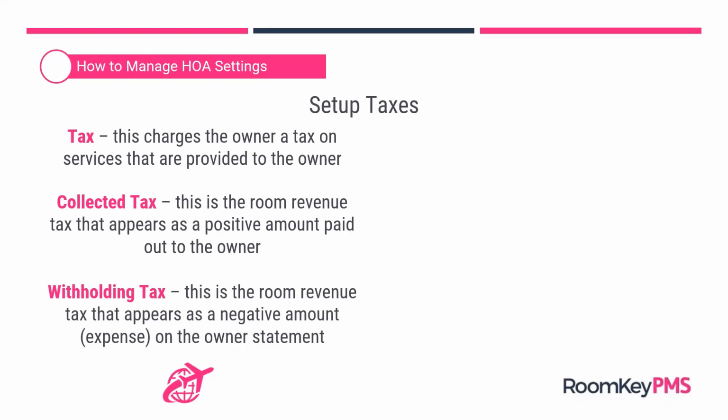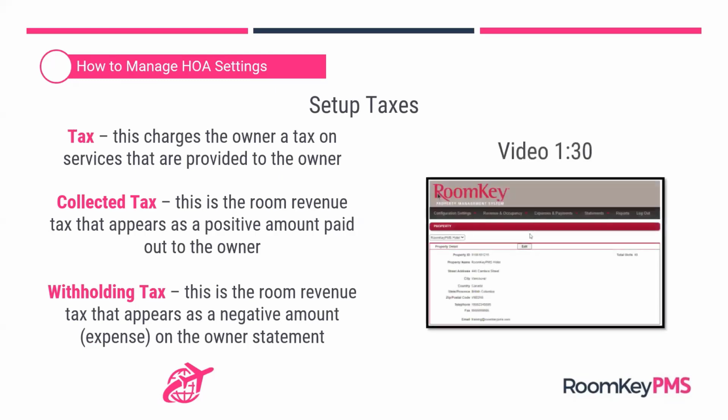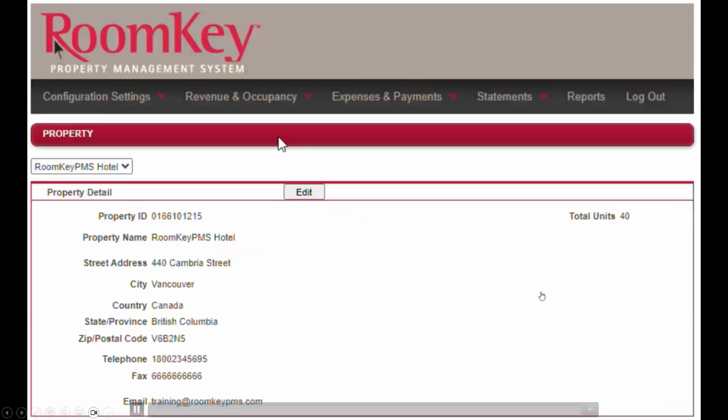So let's take a look at how we can set up taxes inside the HOA portal. And we'll also be able to see in this video where you can define the tax type, whether it's a tax, collected tax, or withholding tax. This video is about 1:30. Let me go ahead and start it here.